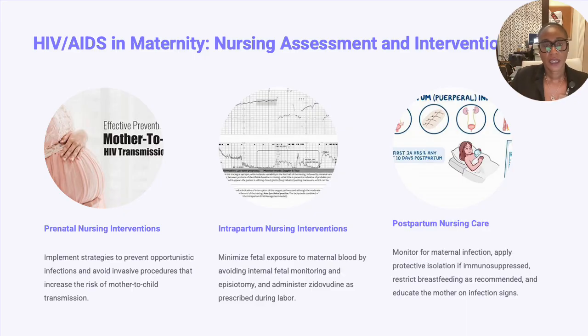In the postpartum period, monitor for signs of infection. Place the mother in protective isolation if she's immunocompromised. And then breastfeeding is most likely to be restricted, following the primary health care provider's recommendation regarding breastfeeding. Teach the mother how to monitor for signs of infection and report any signs of infection if it does occur.